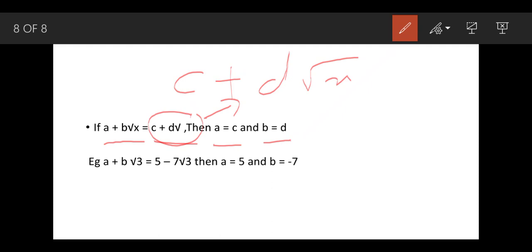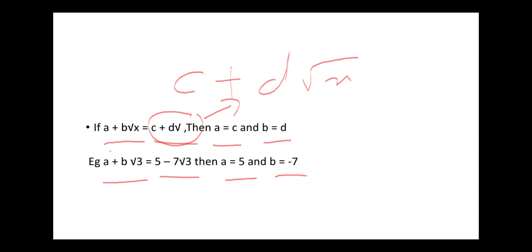Because the coefficient of root x on one side is d and on the other side the coefficient of root x is b, so b is equal to d, and the constant terms are equal, a is equal to c. Taking the example, if a plus b root 3 is equal to 5 minus 7 root 3, then a will be equal to 5 and b will be equal to minus 7. In this way, we can compare and equate.